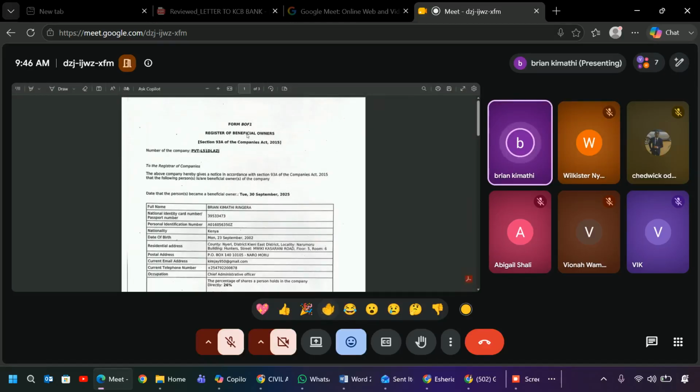This Form BOF1 is the form that captures who is the ultimate beneficial owner. It is pursuant to Section 93 of the Companies Act. It's a very important one. There are so many past papers about this particular thing. So I would wish Chadwick to read again Section 16A and Section 93A before we proceed very fast.